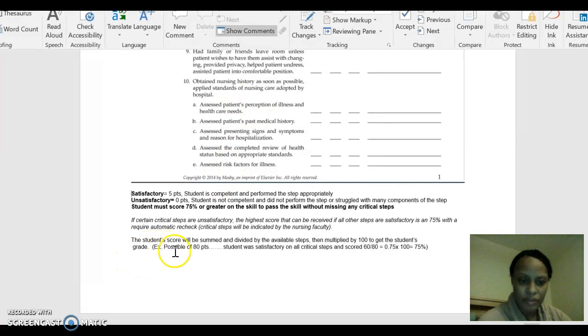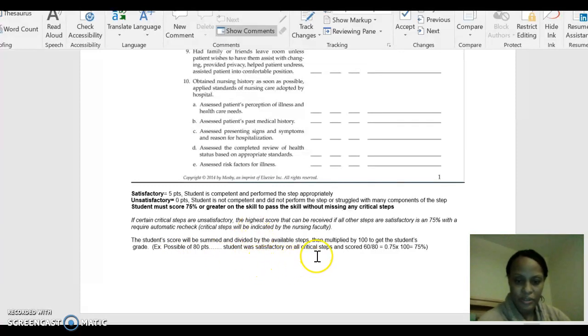The other thing you want to look out for is, I have an example written down here for you on how to do your scoring. So a student's scores will be summed and divided by the available steps, then multiplied by 100 to get the grade out of a 100 point scale. So it becomes a percentage out of 100. So you would actually count the number of blanks that are possible in the skill. So if the possible steps equal 80 points, because each is worth 5 points.